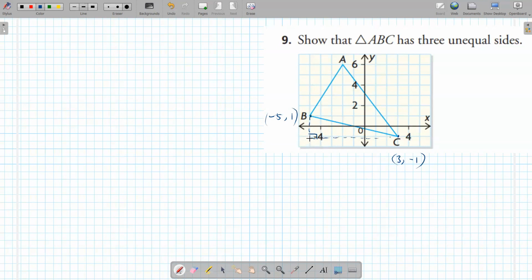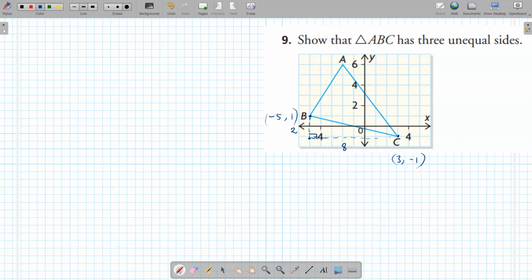What's the height from here to here? From 1 to -1, what's the height? 2. From +1 on the y to -1 on the y, the height is 2. What about the distance from -5 on the x to 3 on the x? 8. So there you go, 8. So now use Pythagoras theorem.